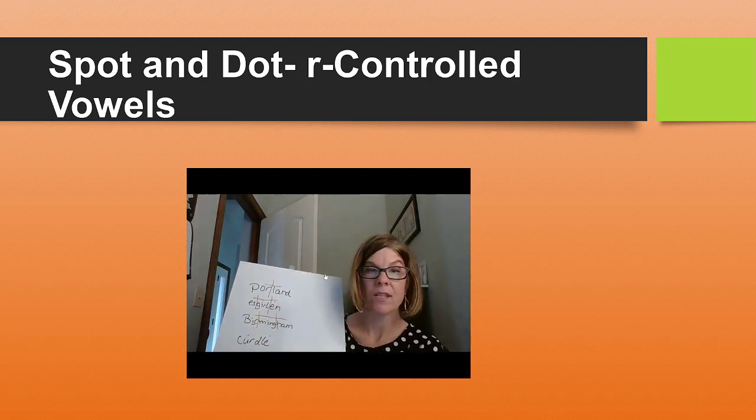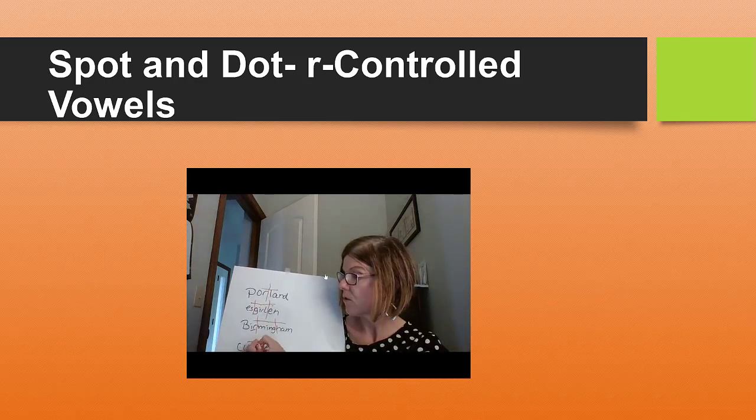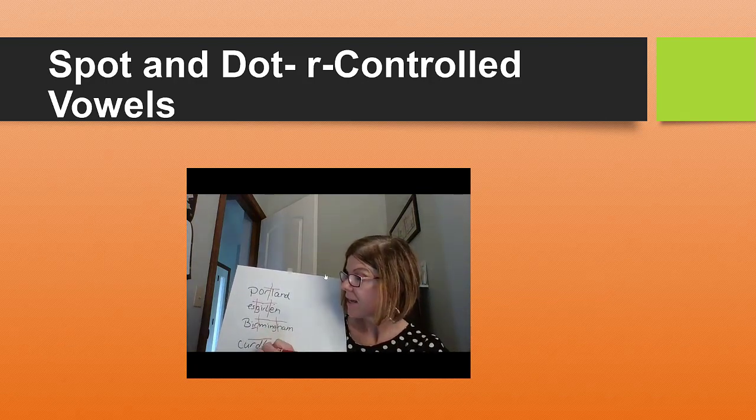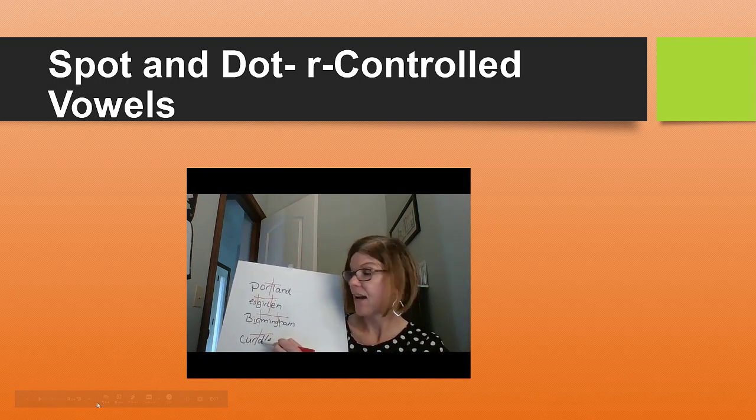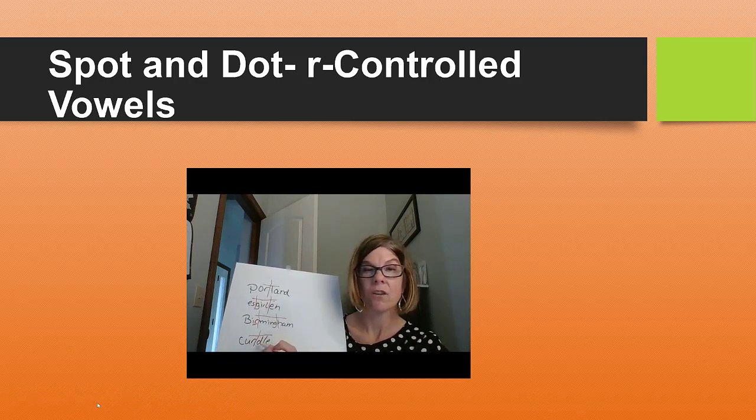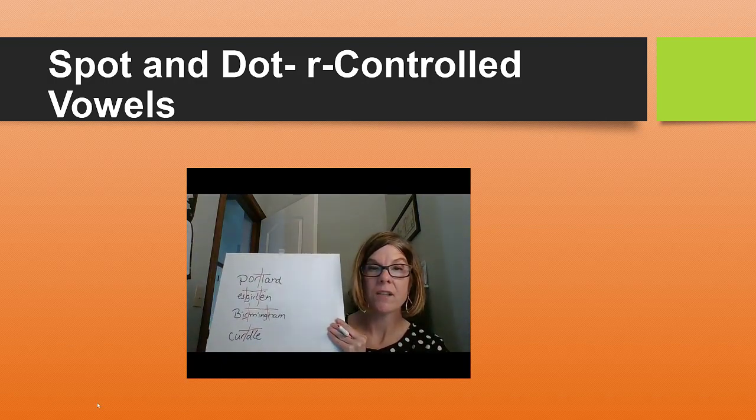So let's look at our last example. U and E are my 2 vowels. I'm going to draw a line. And when I'm looking at where to divide it, I'm going to divide it between the R and the D, because I know that when I have LE, that I have to have a consonant with it. LE cannot stand alone. So this word is curdle, 2 syllables, curdle. So that's how you spot and dot our controlled vowel words.